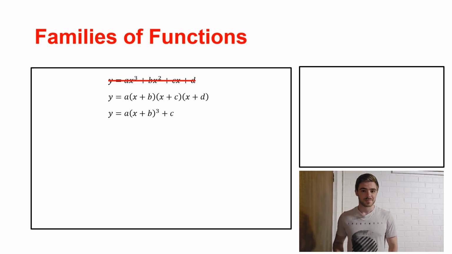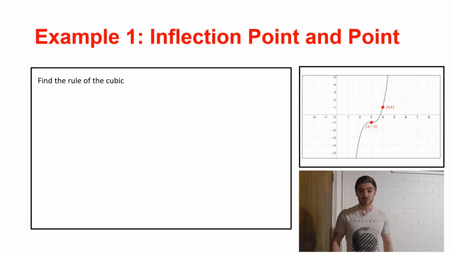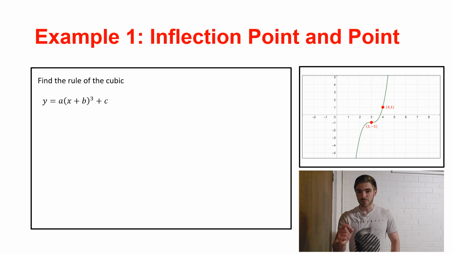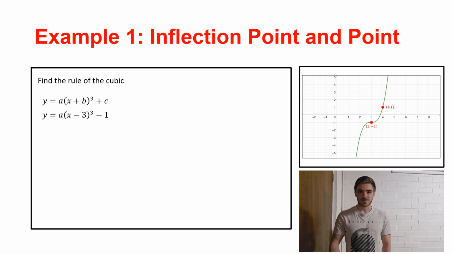Let's check some examples. In this example, we're told the inflection point of our cubic. Under these circumstances, the inflection point form is going to be the most appropriate because it allows us to use a single point to solve multiple coefficients. In this example, we have an inflection point at 3, -1. This means that our b term is going to be -3 and our c term is going to be -1.